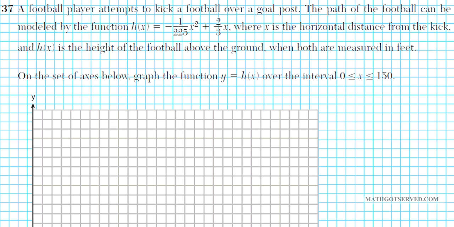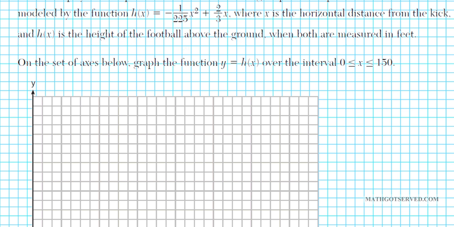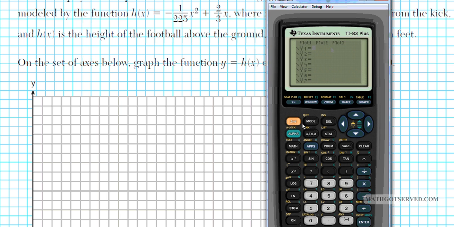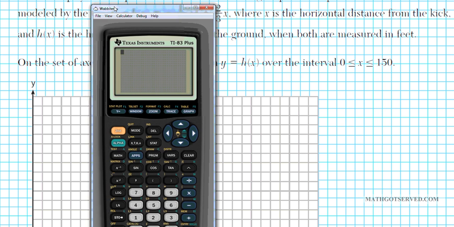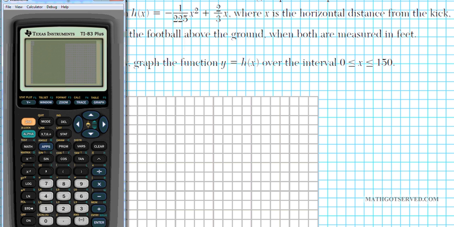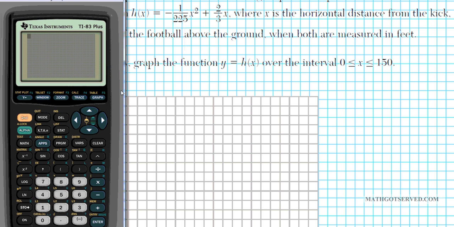First question, on the set of axes below, graph the function y equals h of x over the interval 0 less than or equal to x less than or equal to 150. Now this is a very calculator heavy problem. We're going to be relying heavily on our graphing calculator to solve this problem. So let's go ahead and take a look at it. I will be using the TI-83 plus calculator. The syntax is very similar to other Texas Instruments calculators.